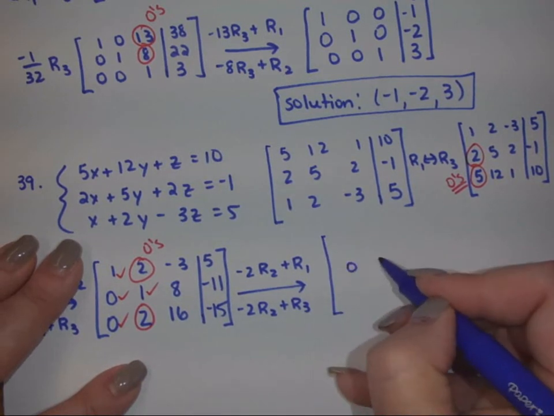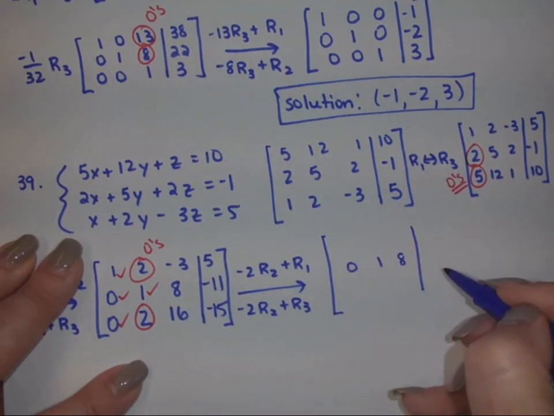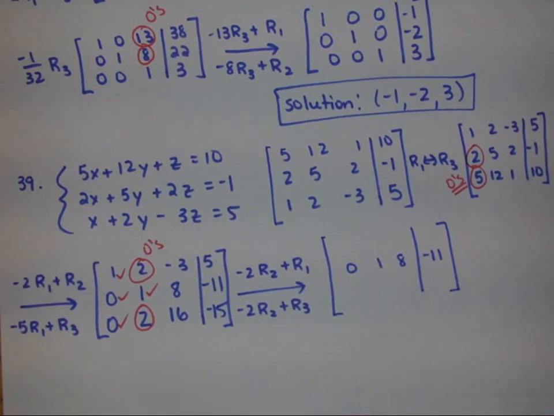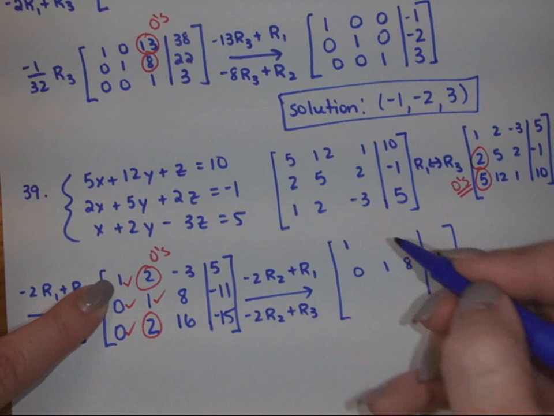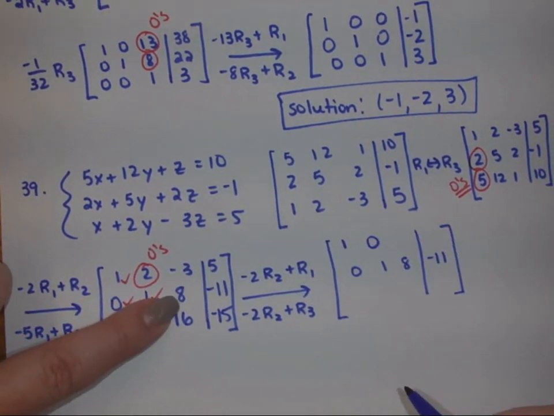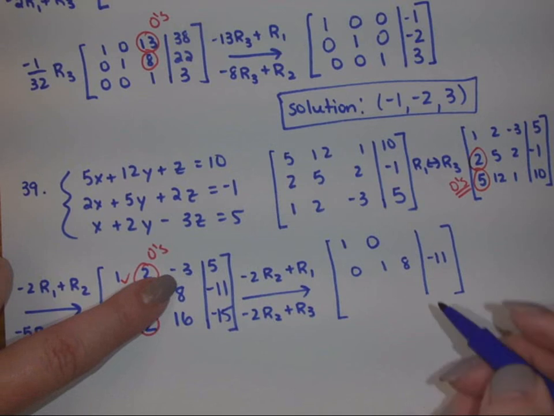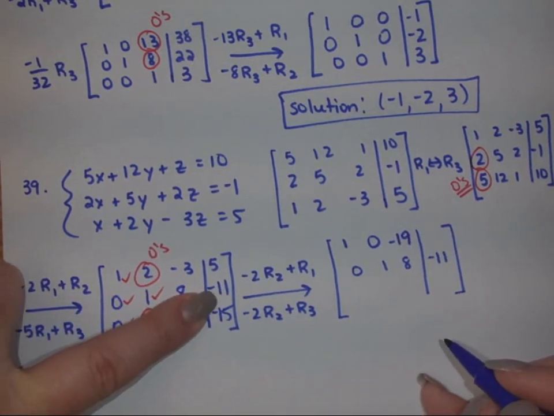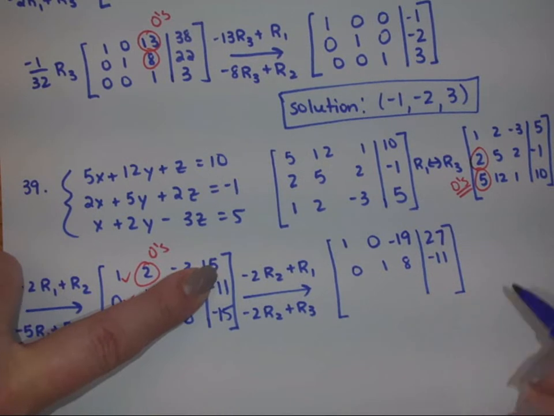So row number 2 is not changing. So negative 2 times 0 plus 1 is still 1. Negative 2 plus 2 is 0. Negative 2 times this is negative 16, plus this would be negative 19. Negative 2 times this is 22, plus 5 would be 27.